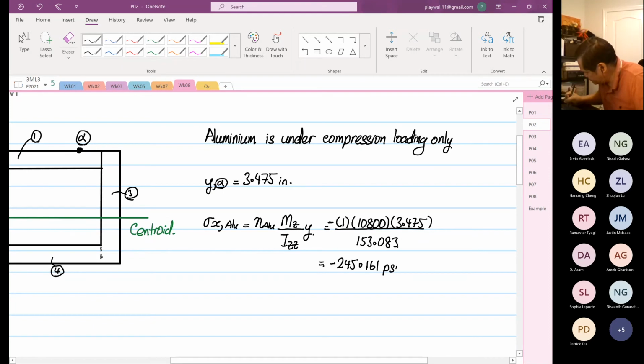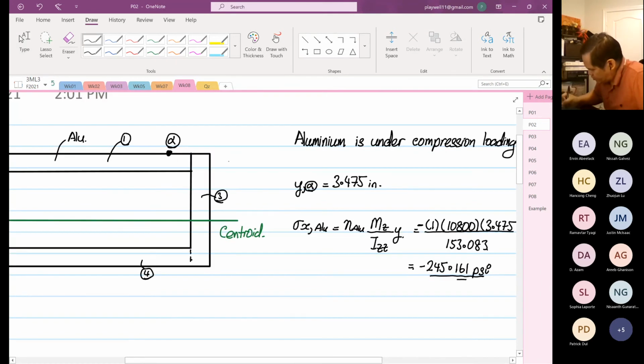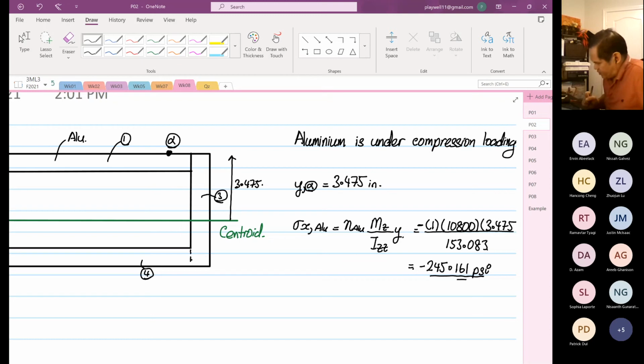Sir, can you quickly go over how we get that 3.475 for Y? So the distance from here to here is 3.475. Oh, okay, thank you. Okay, does that make sense? Yes, right, sir. Thank you. Yeah, so that's where the 3.475 comes in.